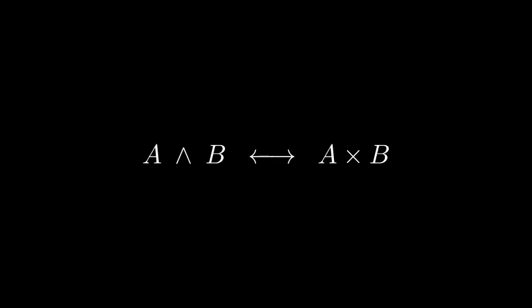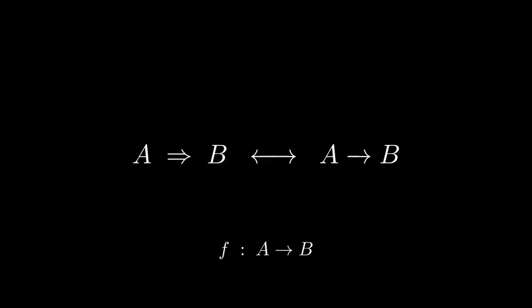Logical connectives line up exactly with the type formers programmers already use. A and B is the product type A cross B. A proof is a pair of a proof of A and a proof of B. A implies B is the function type A to B. To prove the implication is to write a function from proofs of A to proofs of B.